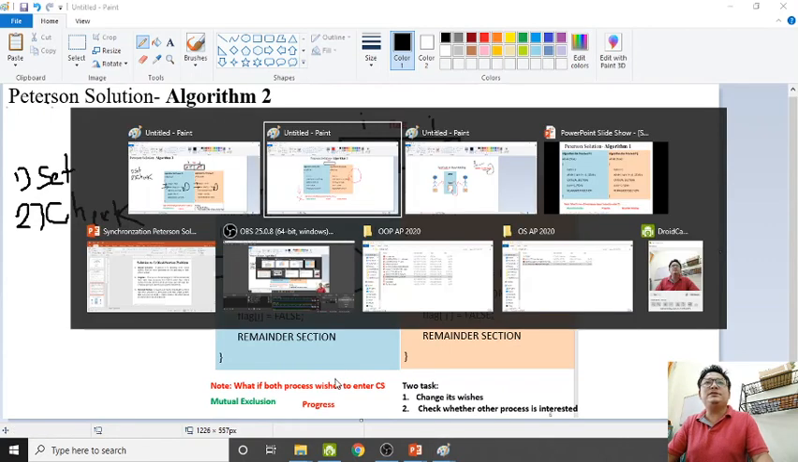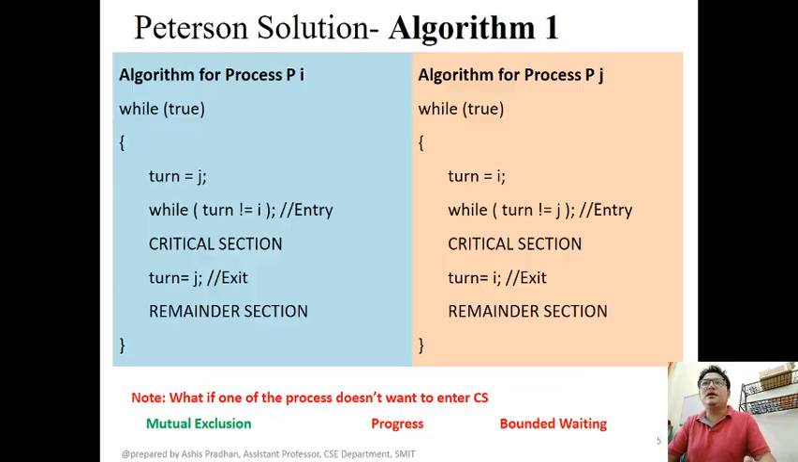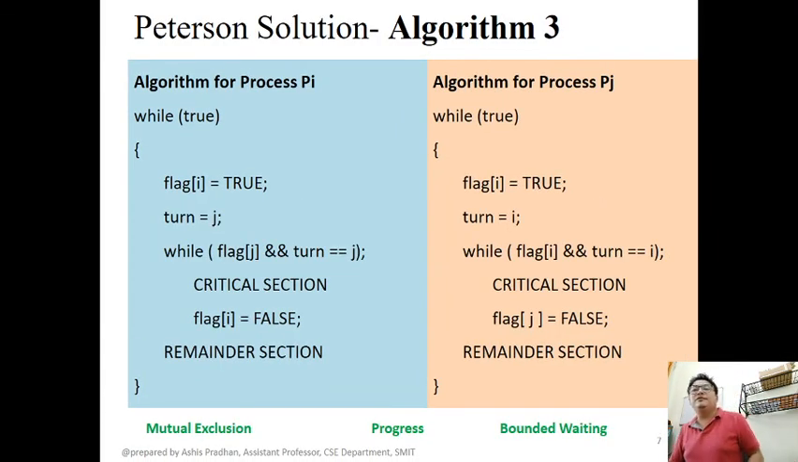Now going to the last portion, algorithm number 3 uses both the flag variable and the turn variable for solving the critical section problem with Peterson's solution, and using this, all three criteria are satisfied: mutual exclusion, progress, and bounded waiting. So I'll just show you a glimpse of it.